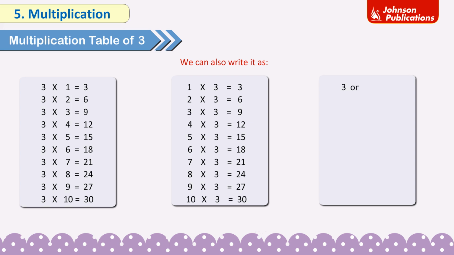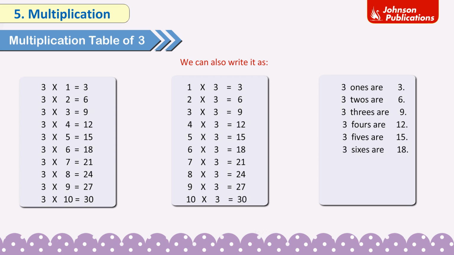We read it as 3 ones are 3. 3 twos are 6. 3 threes are 9. 3 fours are 12. 3 fives are 15. 3 sixes are 18. 3 sevens are 21. 3 eights are 24. 3 nines are 27. 3 tens are 30.